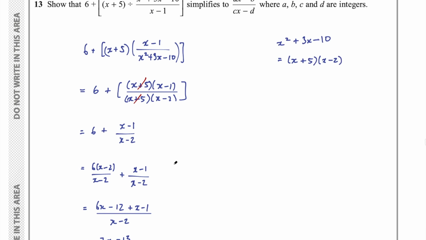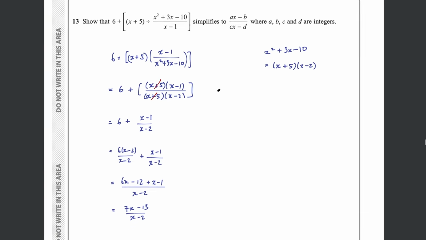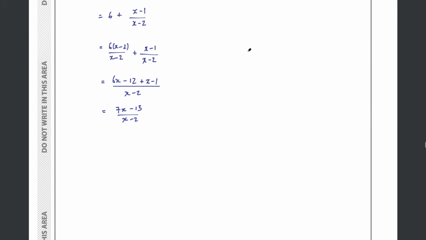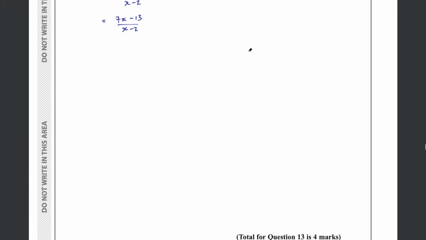So in this case, let me just zoom out a little bit. A is 7, B is 13, C is 1, and D is 2. So that is the final answer there. And that was question 13 for 4 marks.